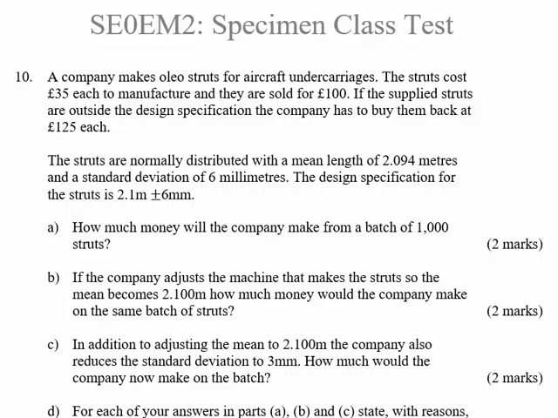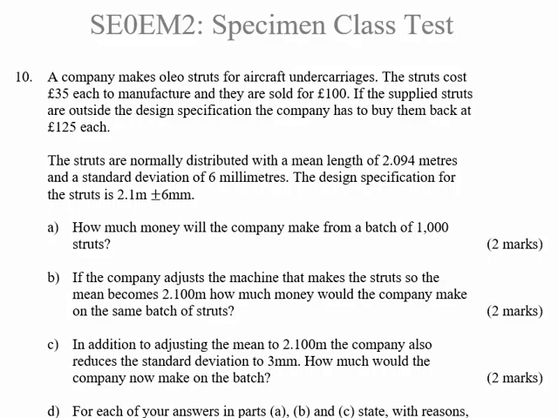A company makes oleo struts for aircraft undercarriages. If you don't know what an oleo strut is, it's the bit that connects the wheel to the plane. The struts cost £35 each to manufacture, and they're sold for £100 each. If the struts are outside the design spec, the company has to buy them back at £125.